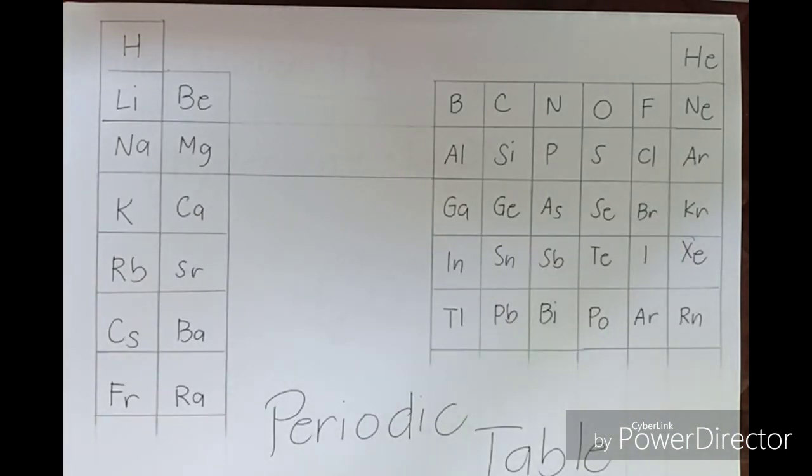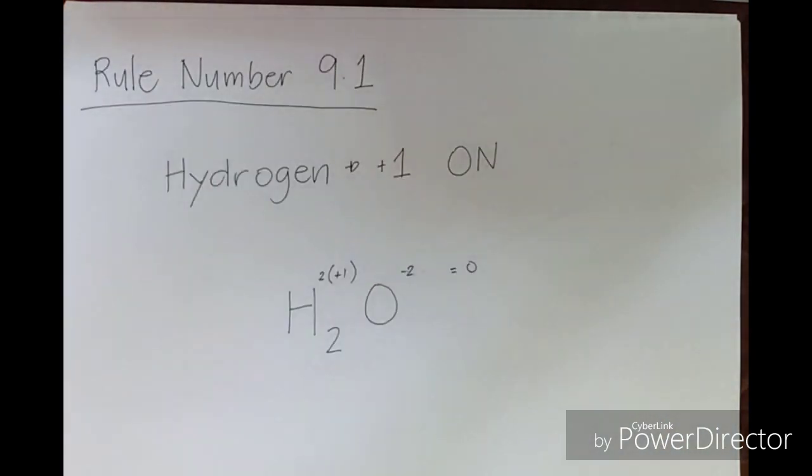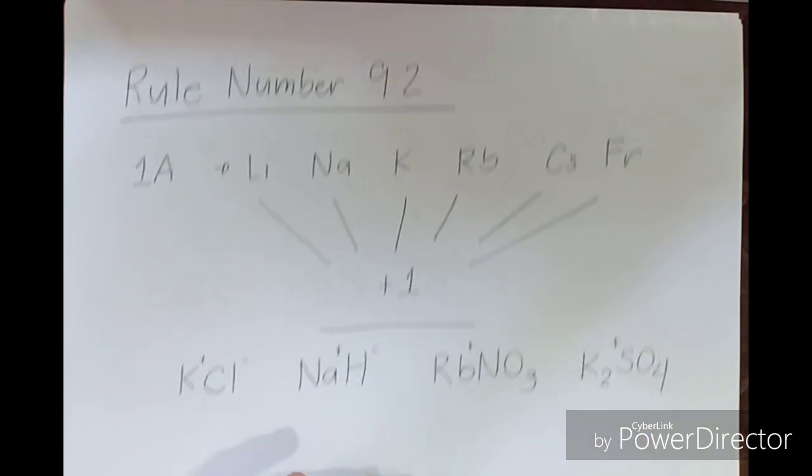Lastly, we have rule number 9. The positioning in the periodic table helps in assigning oxidation numbers. Here we have the periodic table, which contains elements from group 1A to the noble gases. First, hydrogen will always have a +1 oxidation state when combined with other compounds, for example, water. Second, elements in group 1A, lithium, sodium, potassium, rubidium, and cesium also have oxidation states of +1. Examples are potassium chloride, sodium hydride, rubidium nitrate, and potassium sulfate.